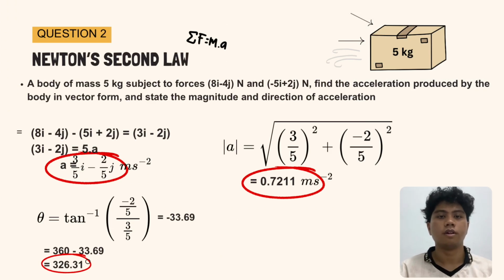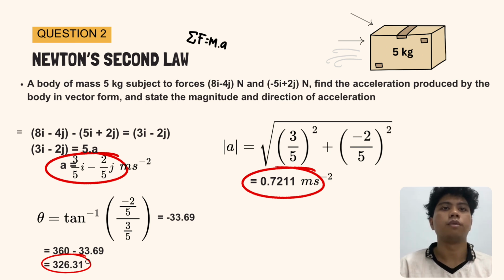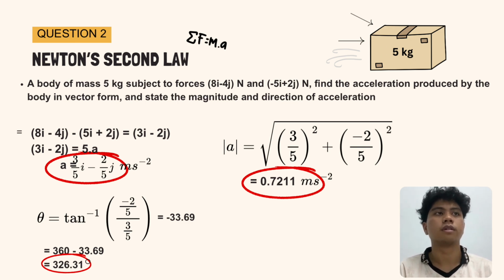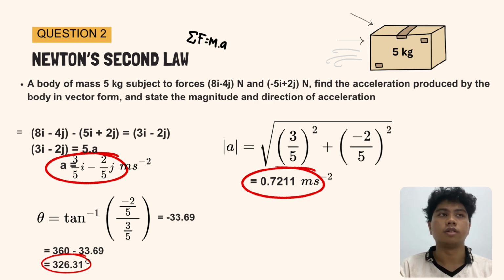Hello everyone. For question 2, I will be explaining this question and solving it together. For this question, we will need to apply Newton's second law, which is force equals mass times acceleration. For this question, the body of mass 5 kg is subject to forces 8i minus 4j Newton and negative 5i plus 2j Newton. Find the acceleration produced by the body in vector form and state the magnitude and direction of acceleration.